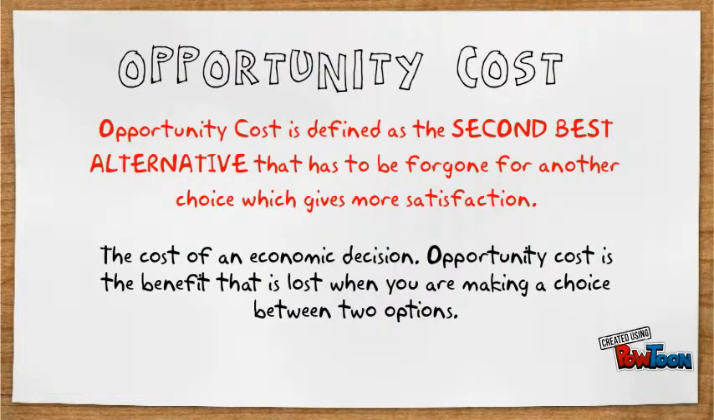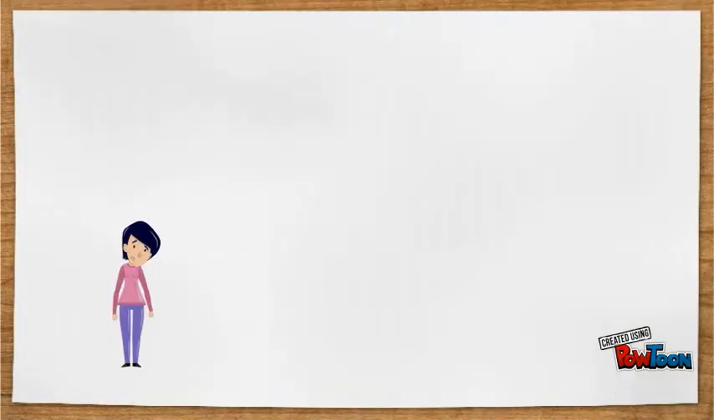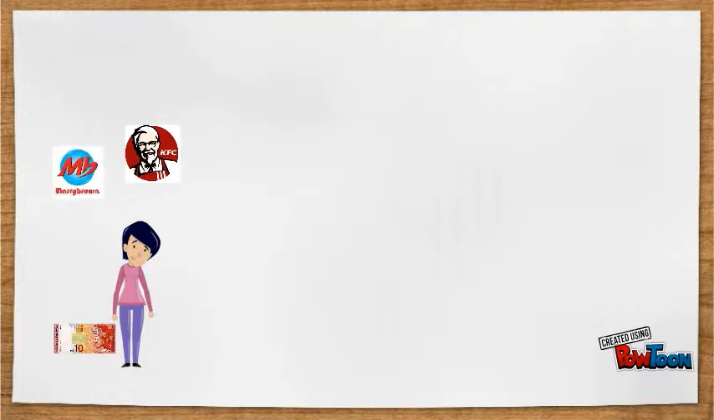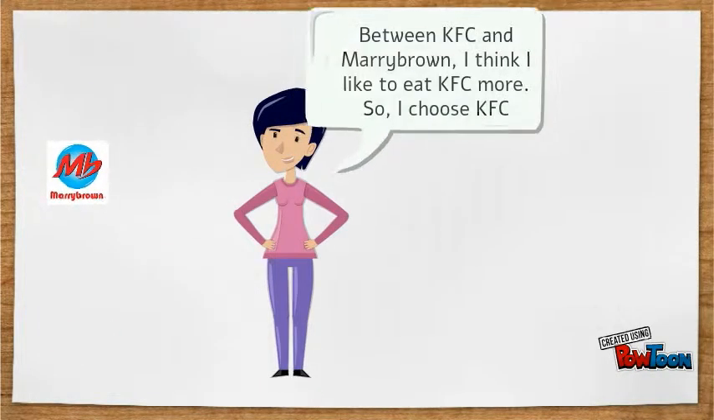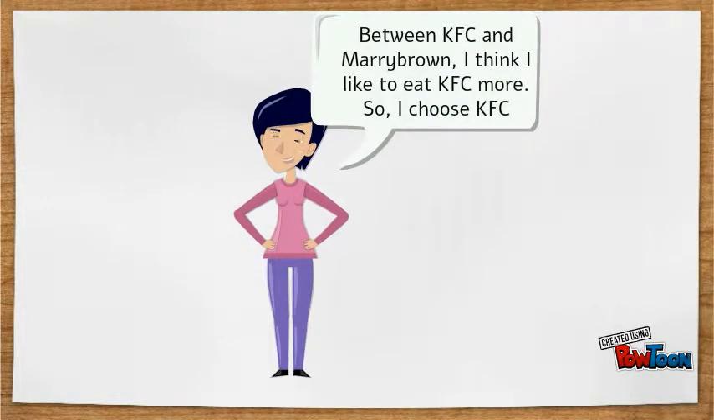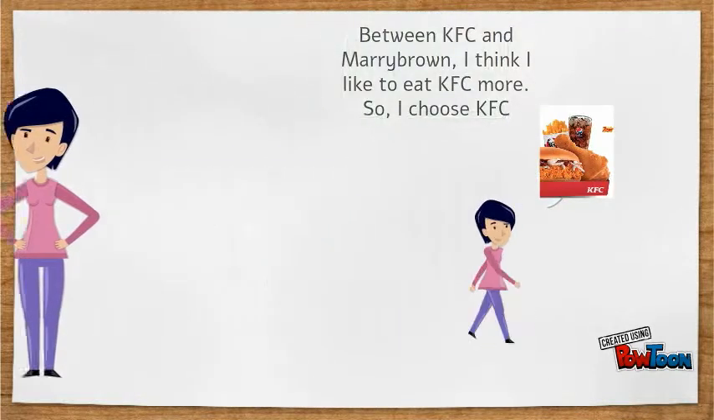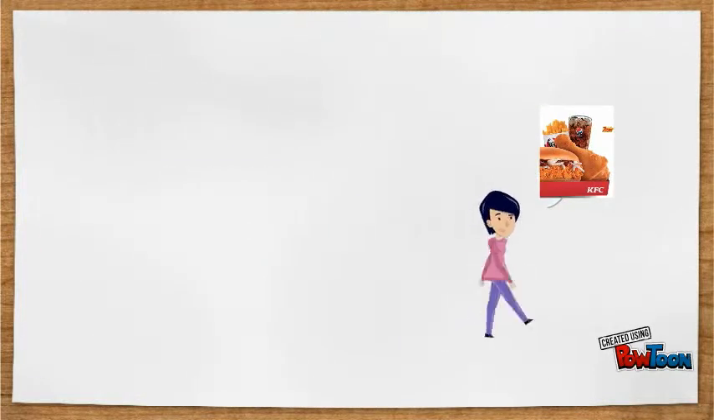which gives more satisfaction. For example, Dewi has 10 ringgit in hand. She has to choose either to have KFC or Mary Brown for lunch. Due to scarcity, Dewi made her choice by choosing KFC over Mary Brown. Thus, the opportunity cost of having KFC for lunch is eating at Mary Brown.